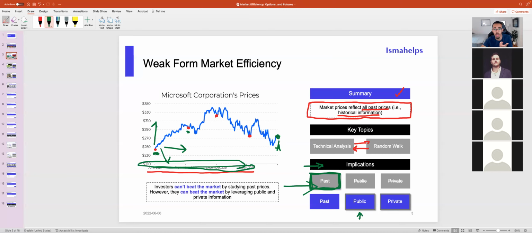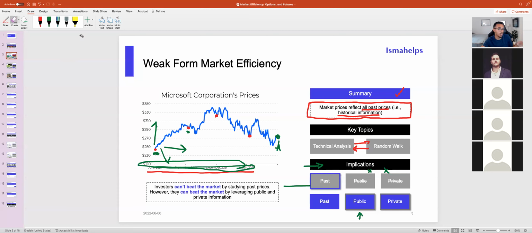However, what it is not pricing in is public information, and it hasn't priced in private information. These two things are not priced in. So what does that mean? This means that under a weak form of market efficiency, only past prices will be priced into Microsoft's prices. But by that token, public information on Microsoft and private information about Microsoft are not priced into the stock's price. Are we seeing this? Are we on the same page? That's what these boxes at the bottom are trying to highlight. Okay?